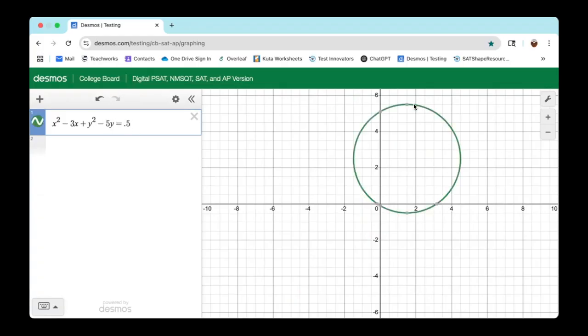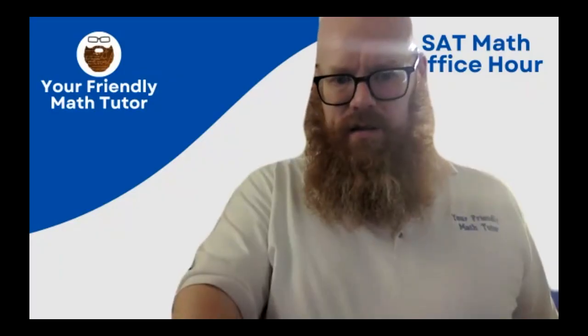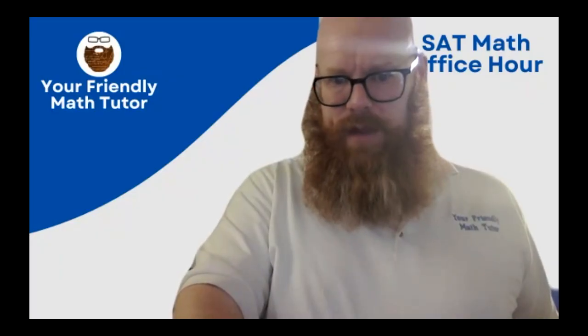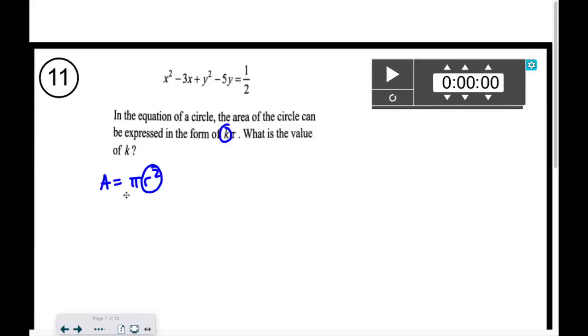And then it automatically highlights the lowest and highest point. So the distance between them, to go from -0.5 to 5.5, is a distance of 6. That's going to be the diameter. So if the diameter is 6, the radius is just 3. So quickly, you could just type it in and get it. Therefore, if the radius is 3, then the area would be 9 pi. So then K would just be 9.